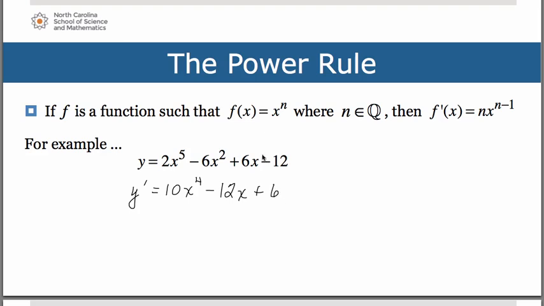When you take 1 away from the exponent, of course, you have now x to the 0, which we know is 1, so it's really just 6. Okay, and then the constant term, minus 12, that really just goes away, and we're going to talk about why in a second. So what we have here is a really quick way now to get the derivative.